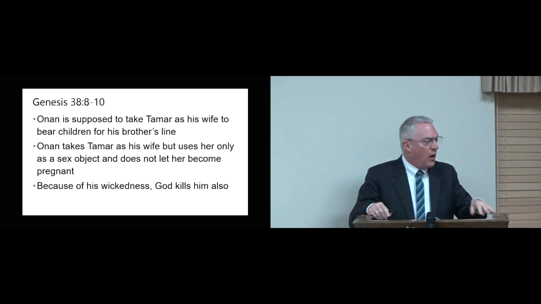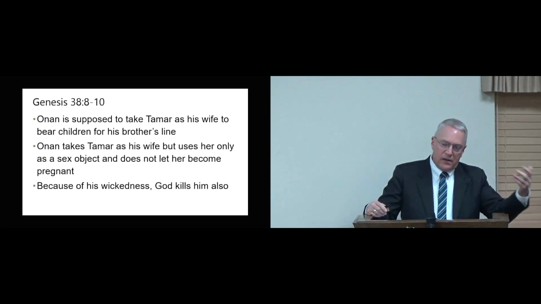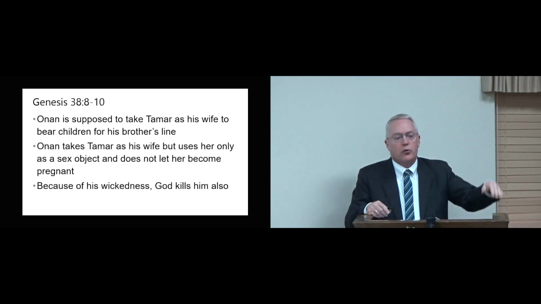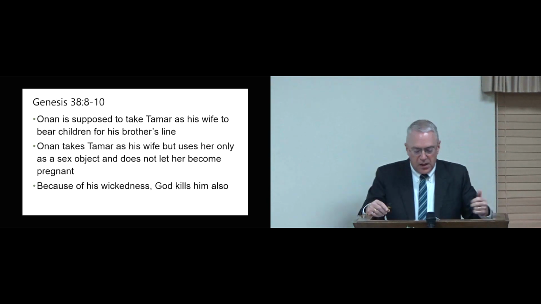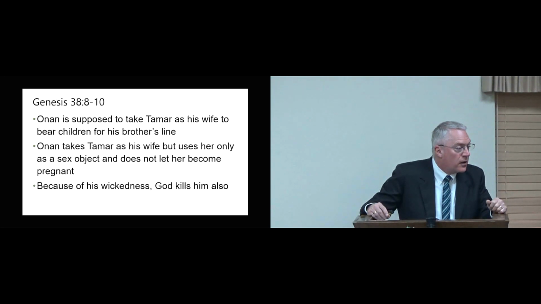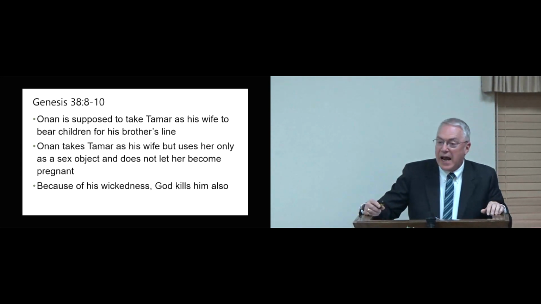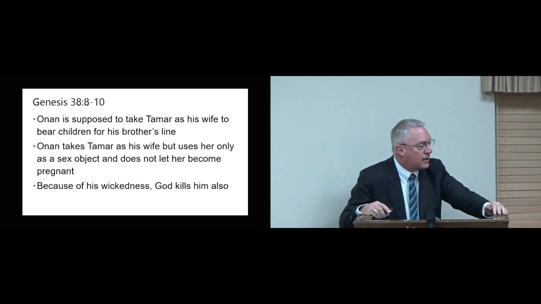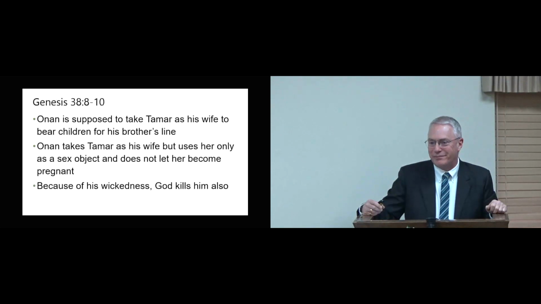So what happens next? Well, by tradition, the second son is supposed to take the dead son's wife in order to be able to raise up children for the dead son. That was tradition. So what does Onan do? Well, he takes her as a wife, but, and I'll just be as generic as I can about this, he uses her as a sex object and doesn't let her get pregnant. God doesn't take this kindly. He gets killed too. All right?